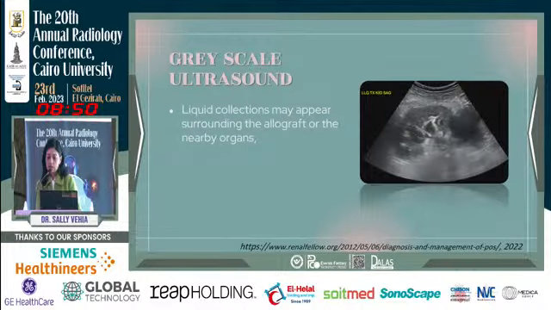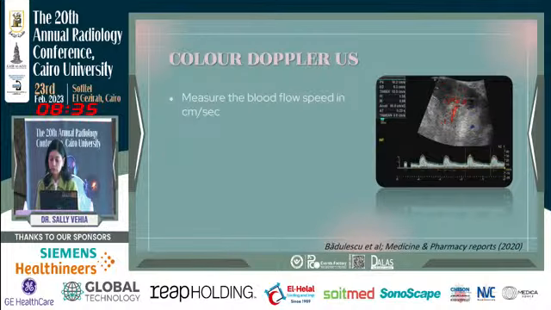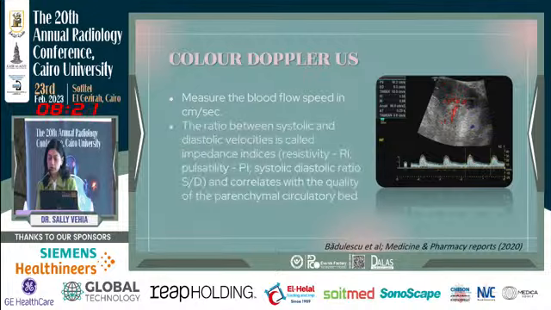Liquid collections may appear surrounding the allograft or the nearby organs. It's worth mentioning the possibility of the new ultrasound machines to detect and characterize blood flow in medium to small vessels in the allograft. Color Doppler ultrasound measures the blood flow speed in centimeters per second. The ratio between systolic and diastolic velocities is called impedance index and correlates with the quality of the parenchymal circulatory bed.